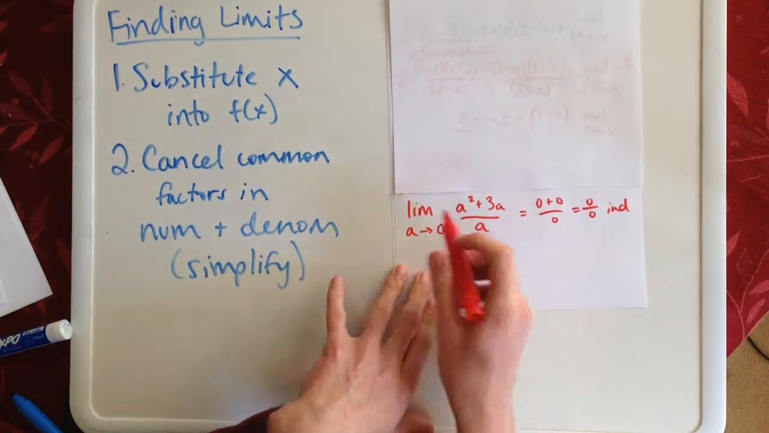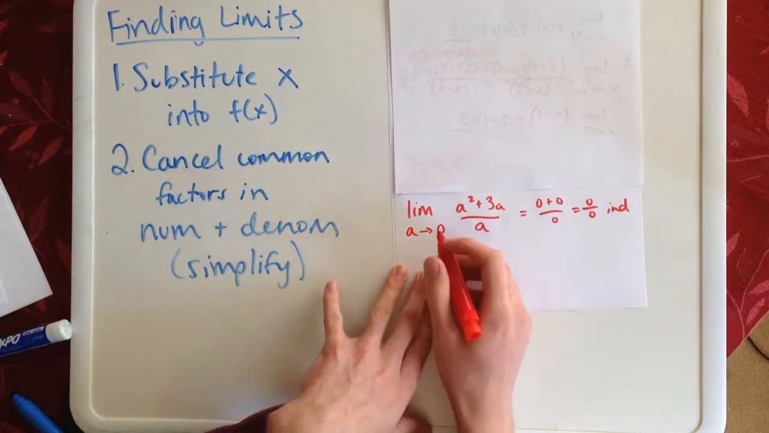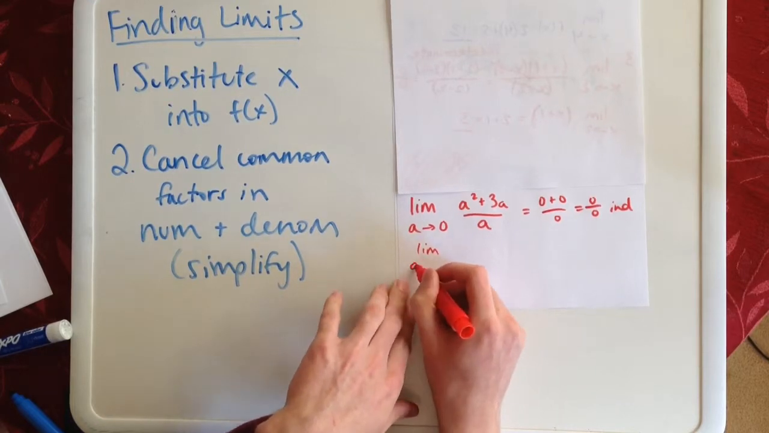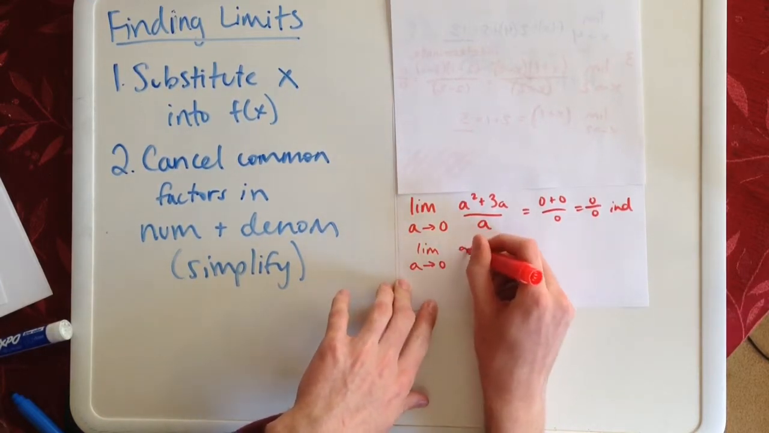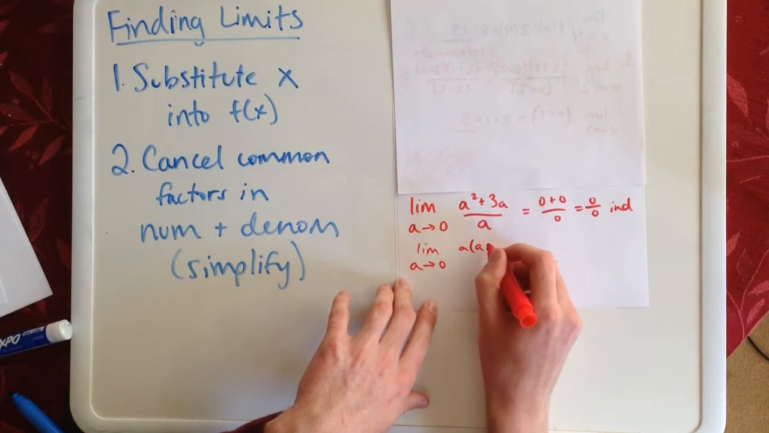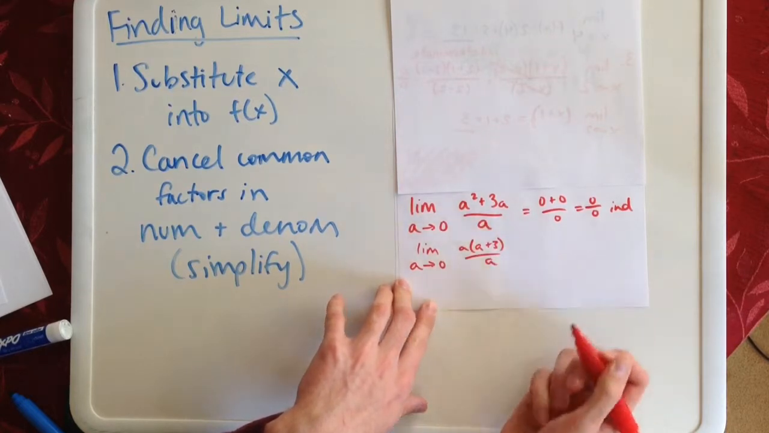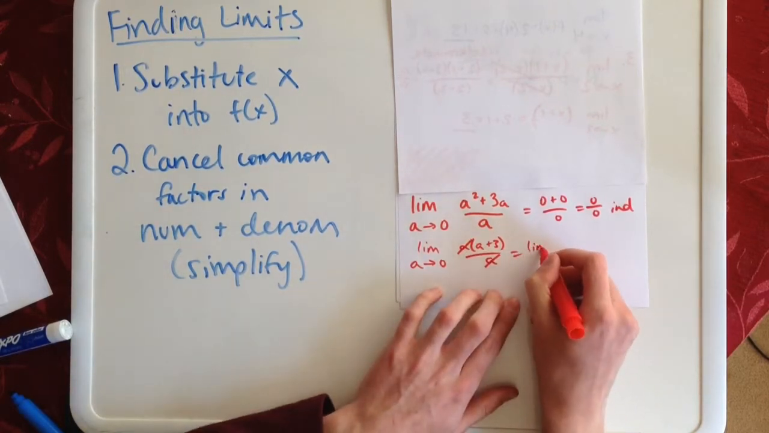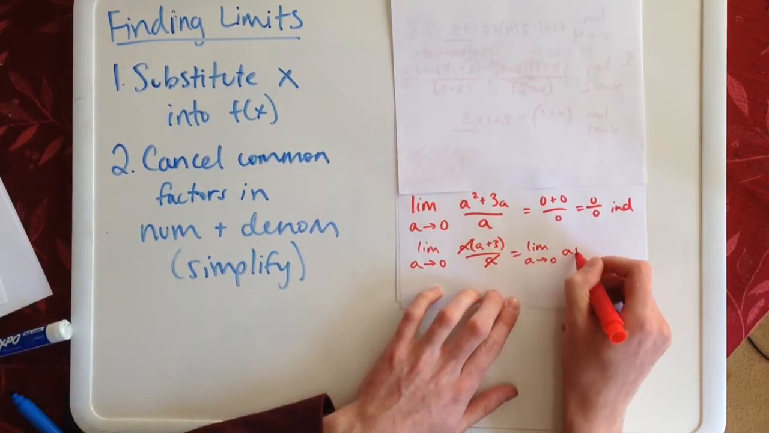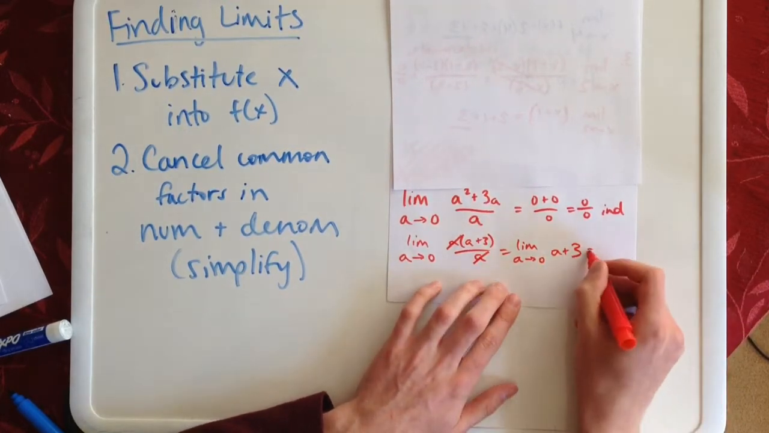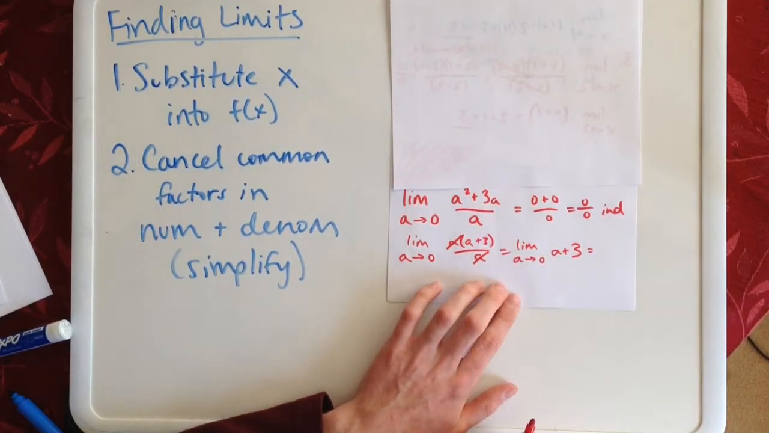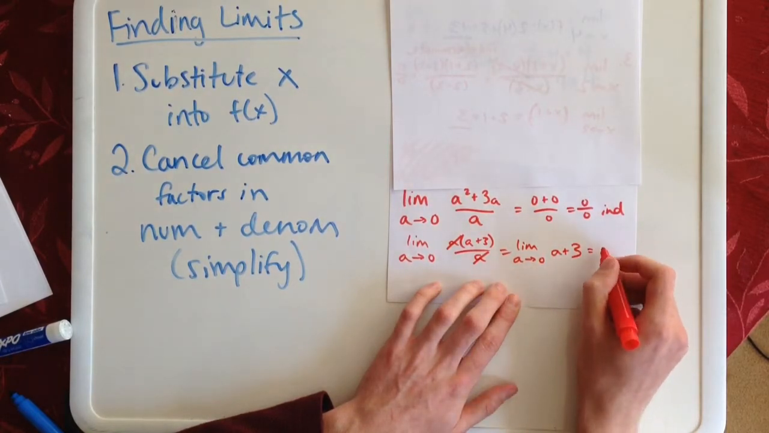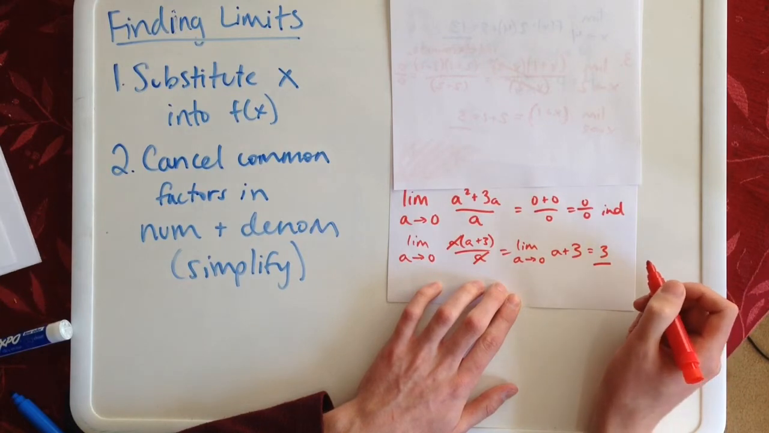So we can cancel common factors. It looks like there's an a in all of these, so I think I could factor out an a from the numerator. There you go. And then cancel those to get the limit as a approaches 0 of a plus 3. And this is our simplified function, a plus 3. So by substituting 0 into this, we get 0 plus 3, which equals 3. So that means the answer to this is 3.